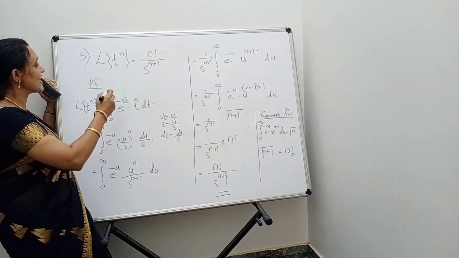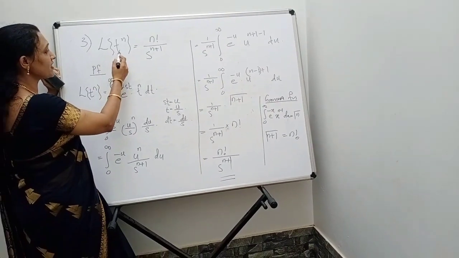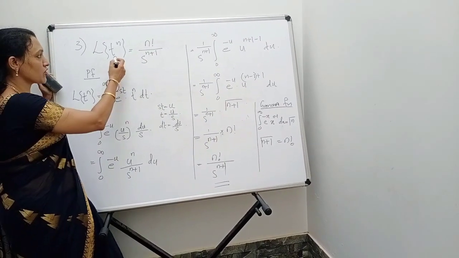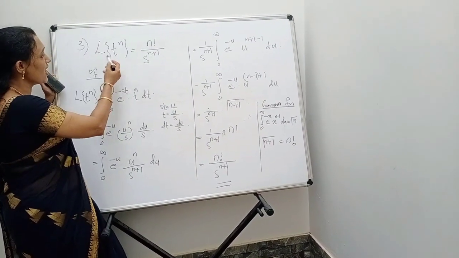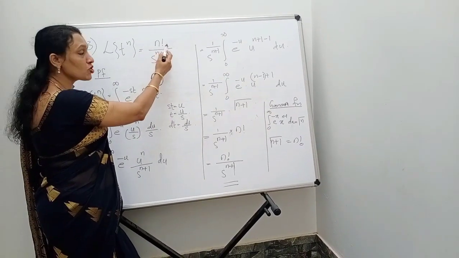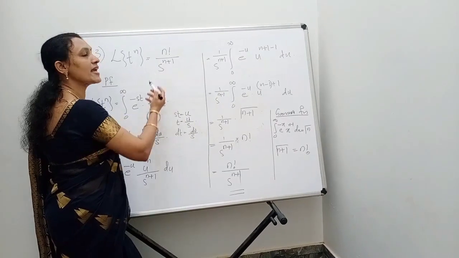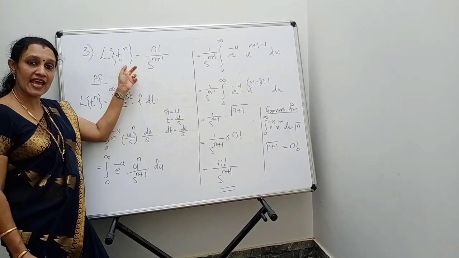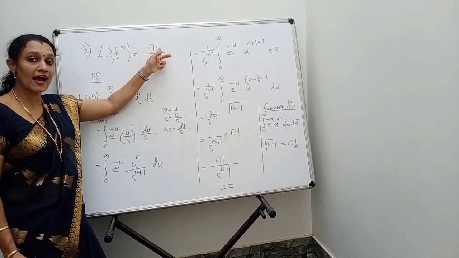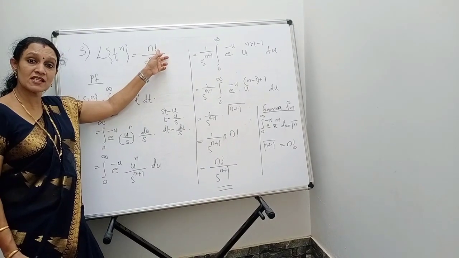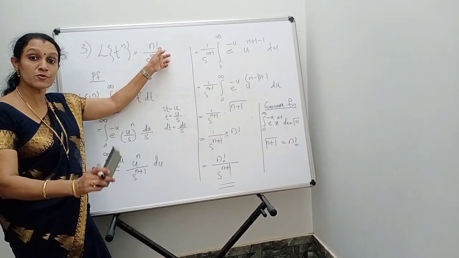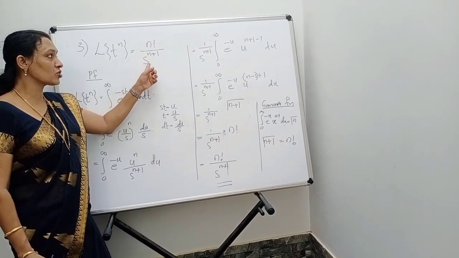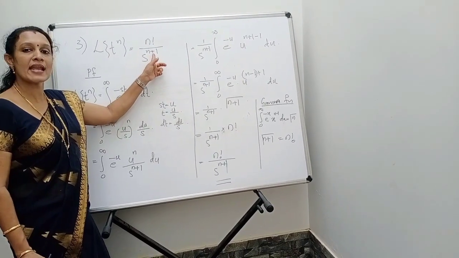Now, we have the next result, L of t raised to n. We are considering the third function as t raised to n, the algebraic function. What is its Laplace transform? L of t raised to n is n factorial divided by s raised to n plus 1. We know factorials. Okay. N factorial means 1 into 2 into 3 into up to the product up to n. 3 factorial means product up to 3. So, n factorial divided by s raised to n plus 1.